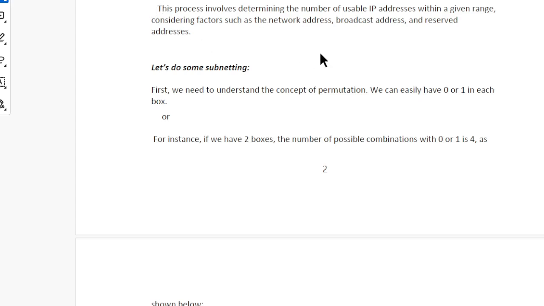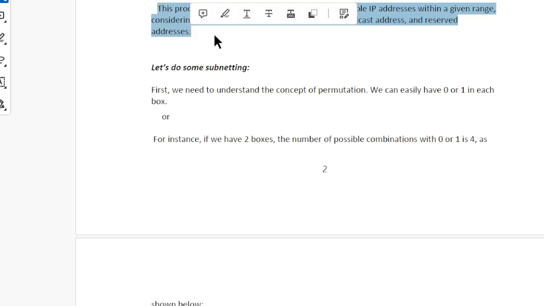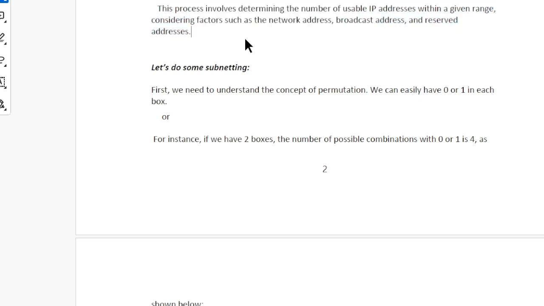This process involves determining the number of usable IP addresses within a given range, considering factors such as network address, broadcast address, and reserved addresses. Okay, here I'm telling you what IP subnetting actually is. So, briefly, once we define our network IP address, broadcast IP address, and whatever IP address in between them, that's done. Okay, so let's do some subnetting.